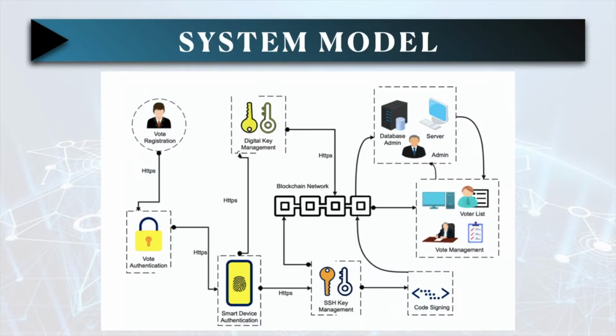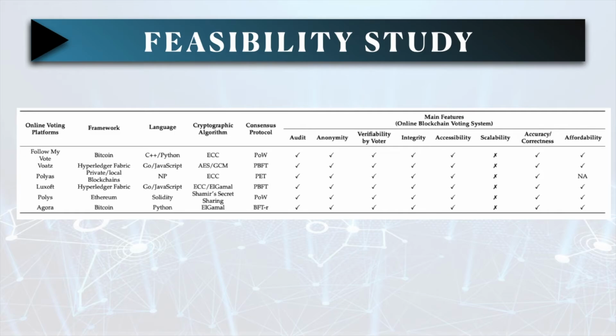So this is the model in which we are working. There will be a voter who needs to be registered. For registration, he needs to be authorized by the owner of the election, who has started the election. There will be a server that keeps an eye on which candidate the voter has voted for, and this system will run using blockchain technology. This was the study of feasibility, and you can see this.